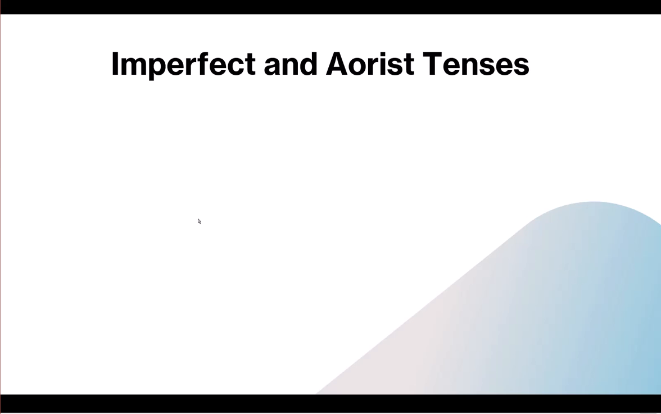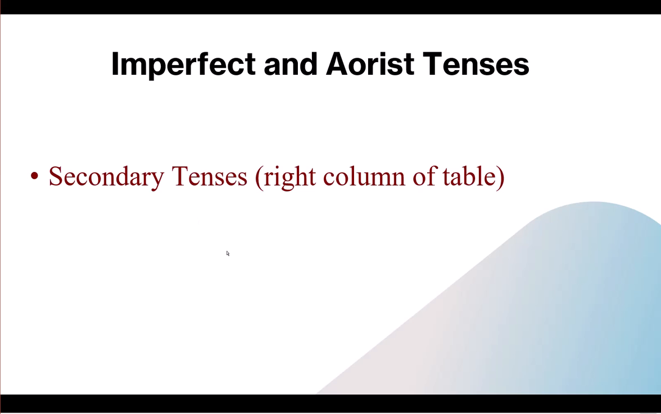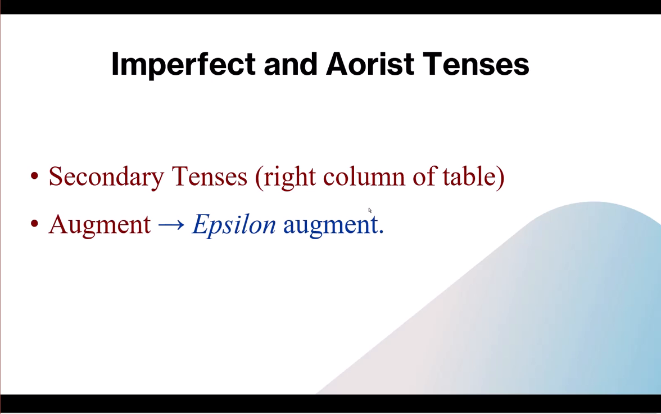So we looked at the imperfect in topic 1, and now we're going to look at aorist. We notice that for both of them, they are secondary tenses, so they focus on the right column of that table we looked at. We'll bring it up again soon. Both imperfect and aorist have an augment, typically an epsilon, and they use secondary endings.